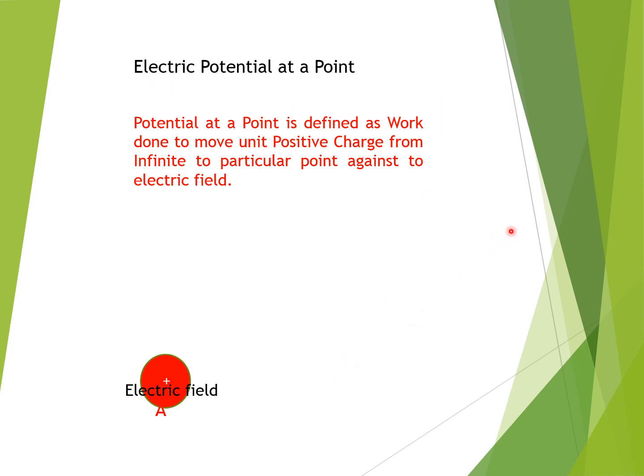See, any point which is at infinity will have zero potential. The potential of a point at infinity is zero. So you are bringing the unit positive charge from infinity to a particular point, meaning from zero potential to that particular point against the electric field. So that work done is nothing but electric potential, or it is also known as voltage at that particular point. So it is also measured in volts.